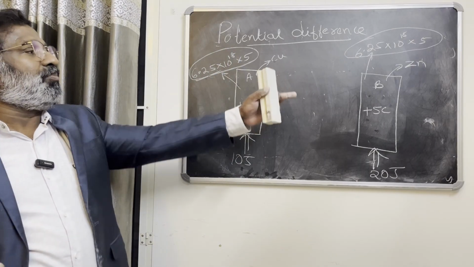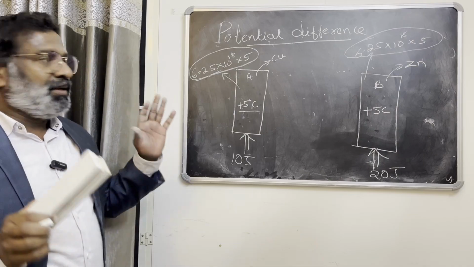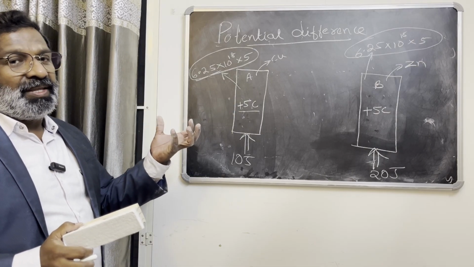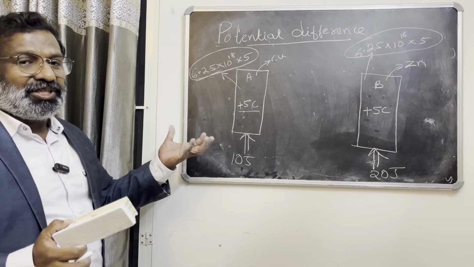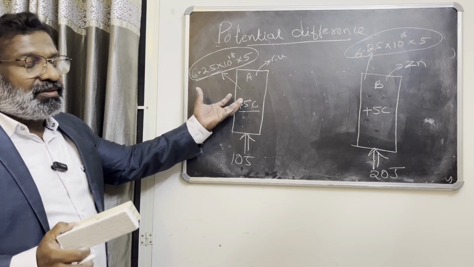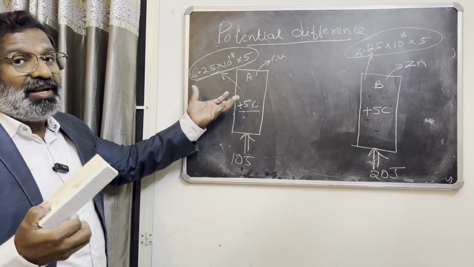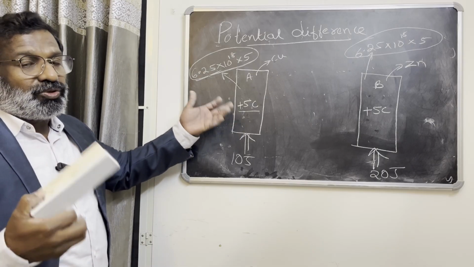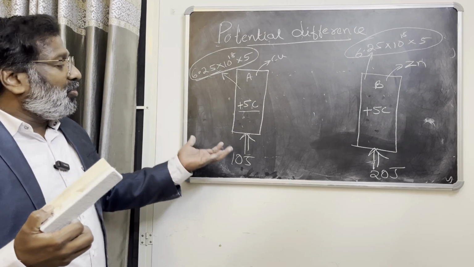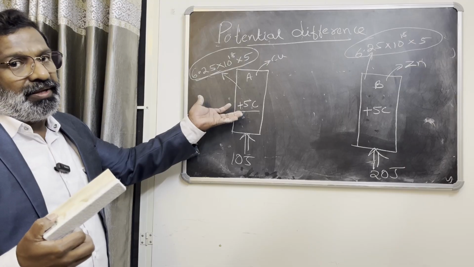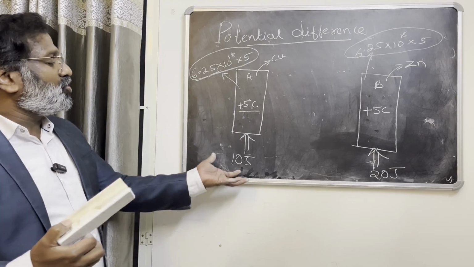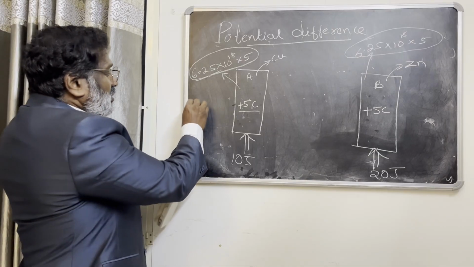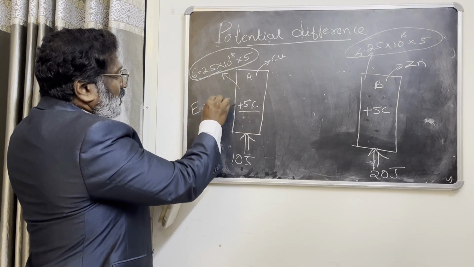So, what about the electric potential of body A and electric potential of body B? What is electric potential? It is the energy stored in each coulomb of charge. What will be the energy stored in each coulomb of charge? That will be the work done in charging the body. So, how much work is done here? 10 joules. Here 10 joules is the work done.